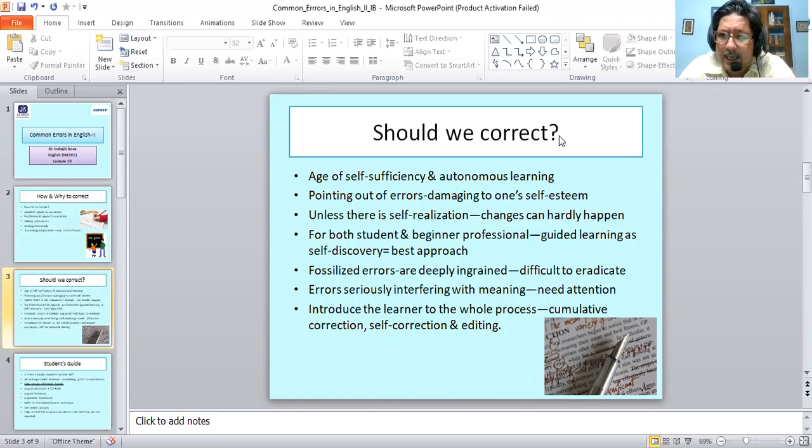Now, I shall be talking about both the worlds, the world of the student in the sphere of education and also the world of the professional in the workplace. In both these cases, the pointing out of errors is regarded as somewhat detrimental or damaging to one's self-esteem. Of course, it is the responsibility of the teacher to point out where the student is going wrong.